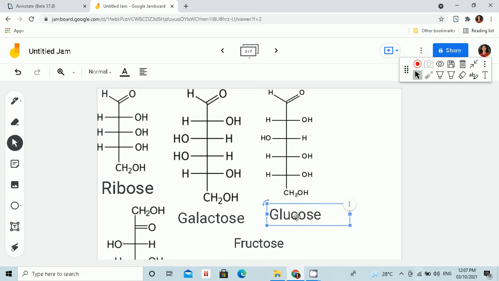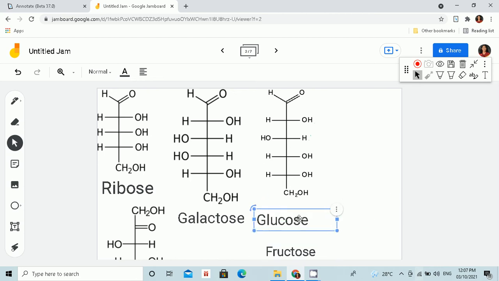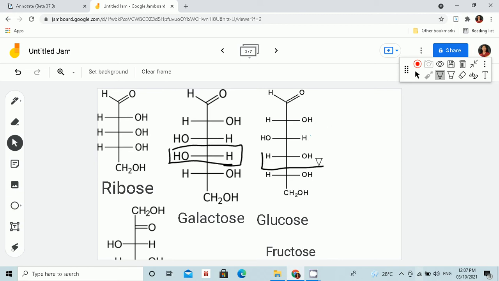It's our glucose. Okay, it's our glucose. So it also has 6 carbon atoms. Then it's an aldehyde. It's a hexose. It's an aldohexose. Okay, so what's the difference between galactose and glucose? The only difference is our carbon 4, and the rest is the same. Okay, so we have galactose and our glucose.